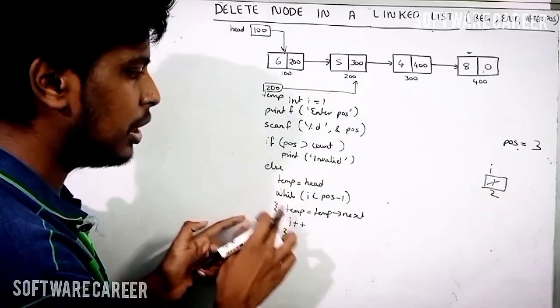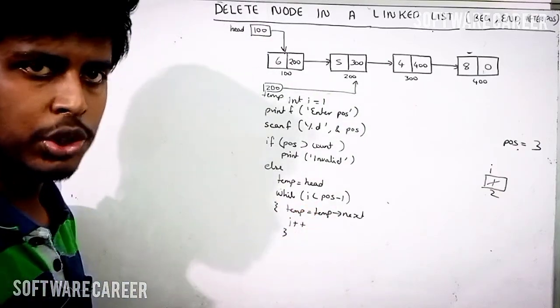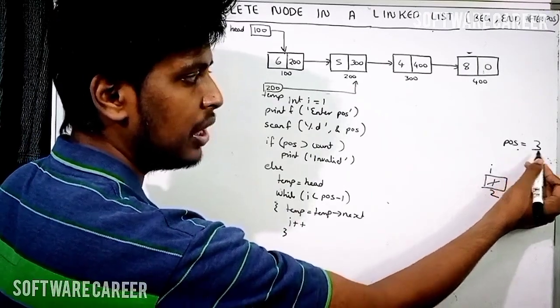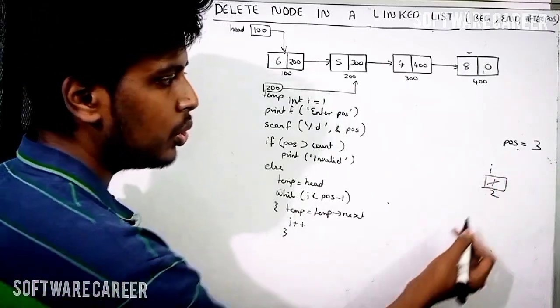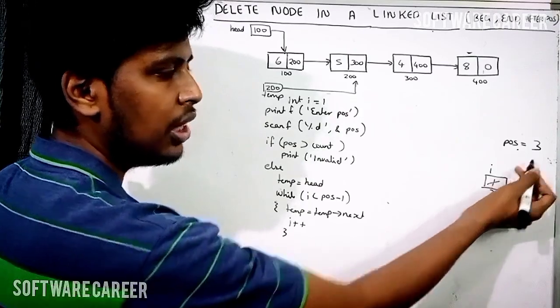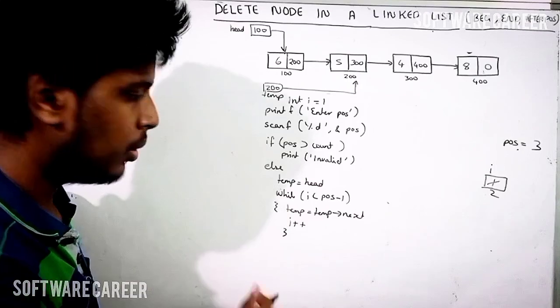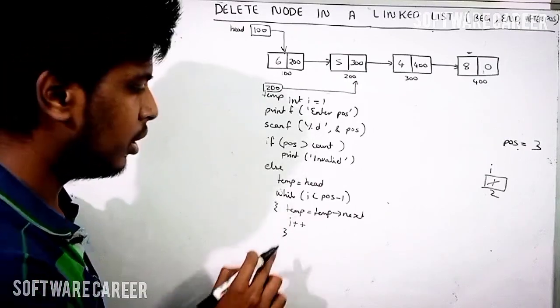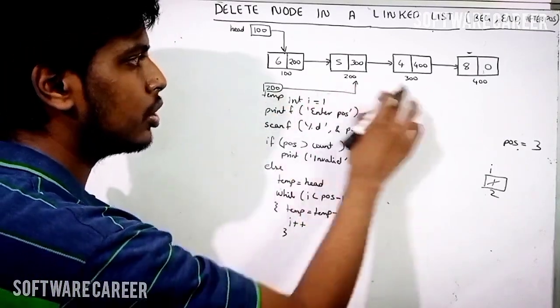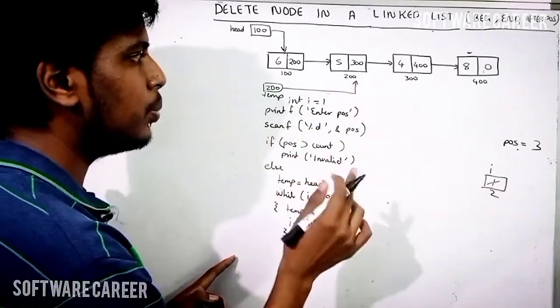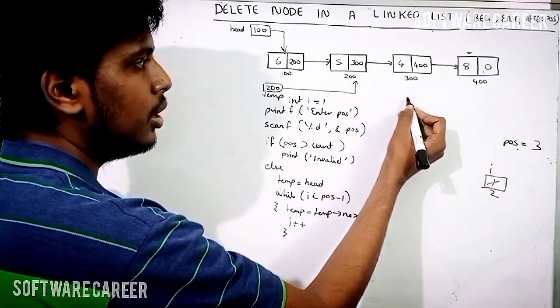Now go back to the same step and check whether i is less than position minus 1. i is 2. Now position minus 1 is 3 minus 1, which is 2. So this i, 2, is not less than 2. It's equal to 2, so this condition is not satisfied. So it does not enter the statement. That means the temp pointer does not move to the next node. It stops here.